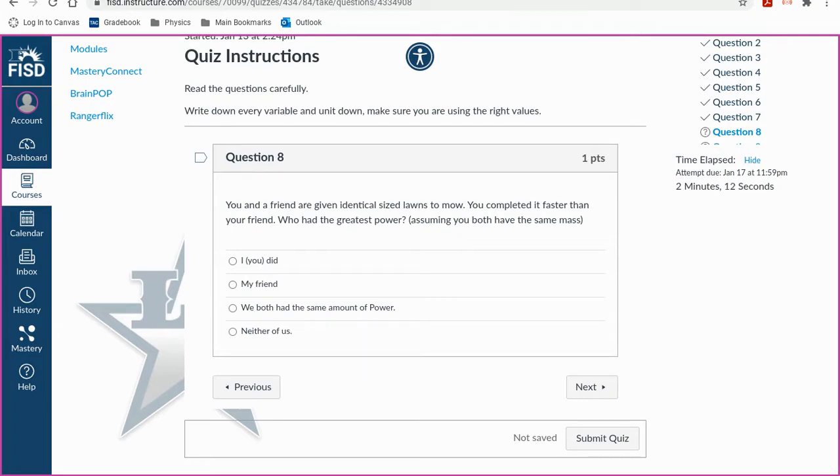However, you completed it faster, which means that if we think about work being a value of 100 and your time was 10 seconds, then your value is 10. If we say the work for your friend was also 100, but they did it slower at 20 seconds, 100 divided by 20 is 5. So you had the greater power because you took less time.